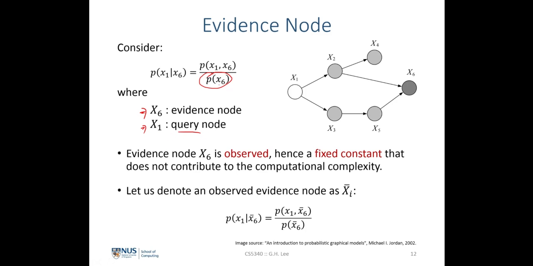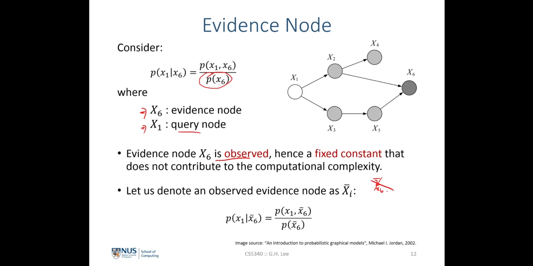So since the evidence node of x6 is already observed, this means that it's already taking a certain fixed value, a certain realized value, a realization of the random variable. Hence, we can fix it as a fixed constant that does not contribute to any computational complexity. What we meant here is that it does not contribute to any form of marginalization. So there is no marginalization over x6 over here, and hence this computation can be ignored in the whole operation over here.